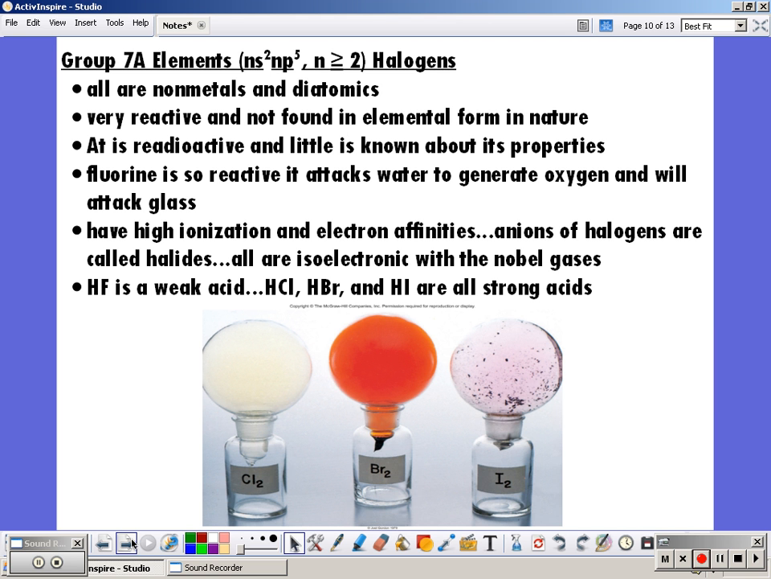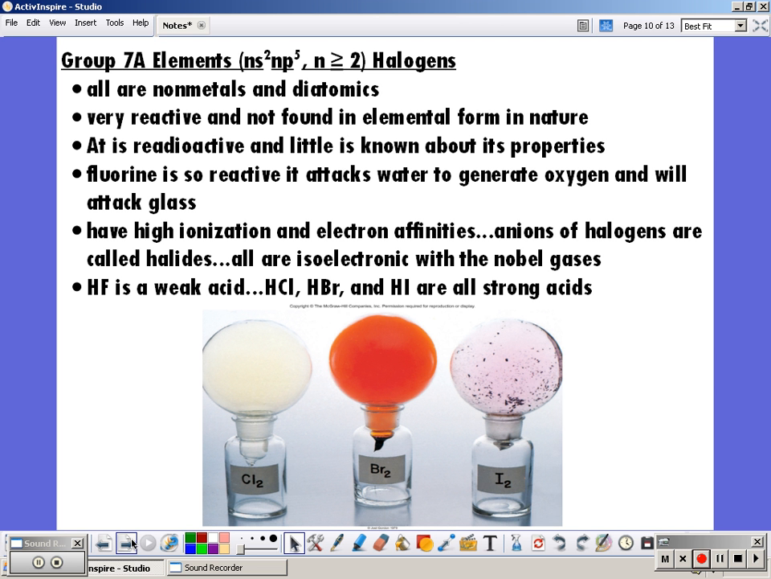Something interesting to note is that HF is actually a weak acid, while HCl, HBr, and HI are all strong acids. Now look at the picture, some of the colors that you need to be aware of. Chlorine is actually a yellow gas. Bromine is considered an orange-brown gas. And then you have iodine, which is a lovely purple gas.